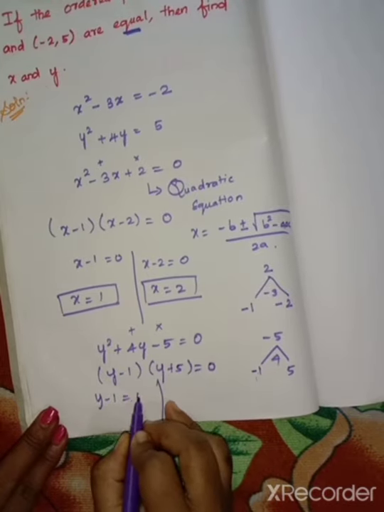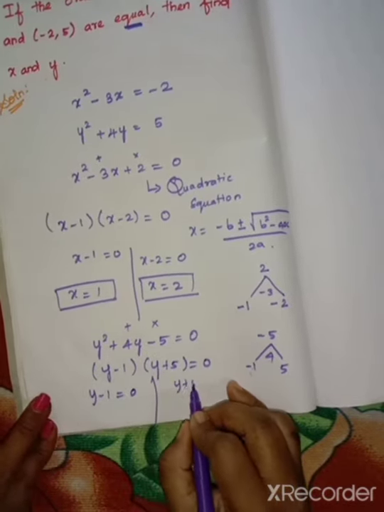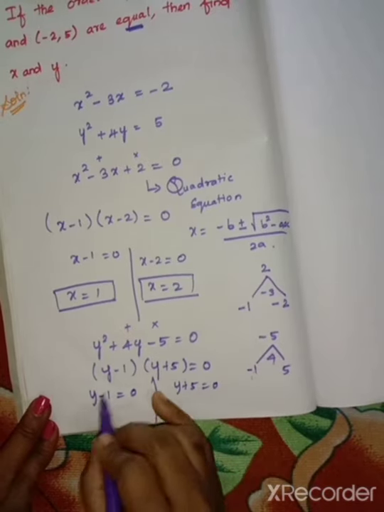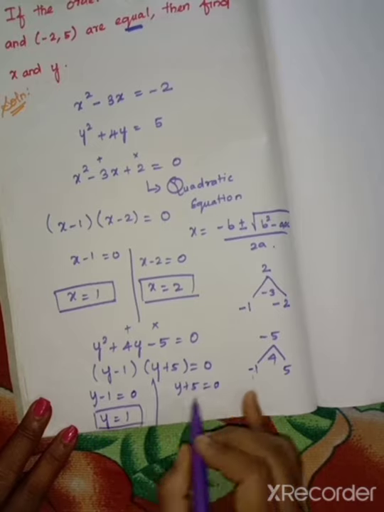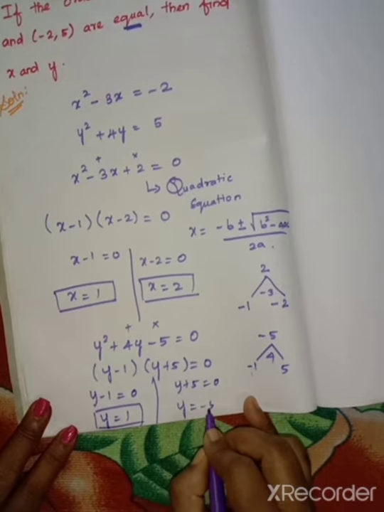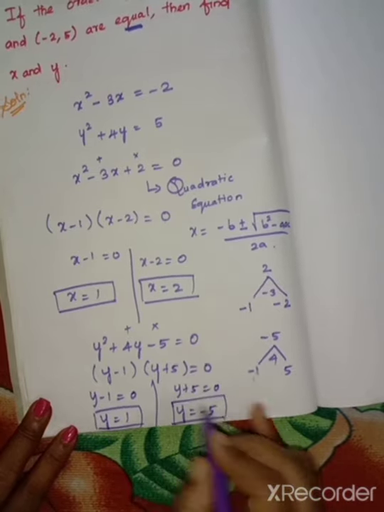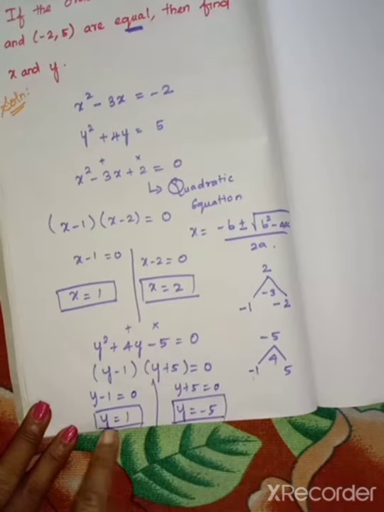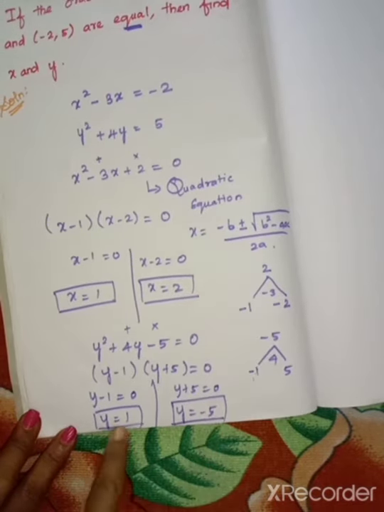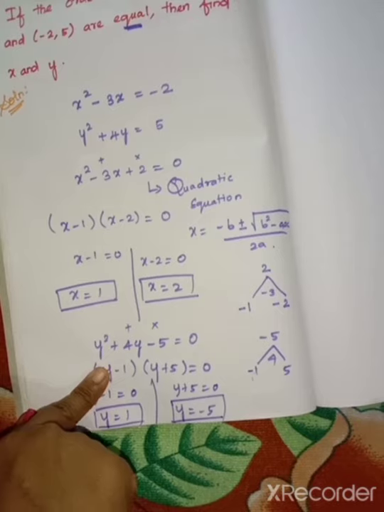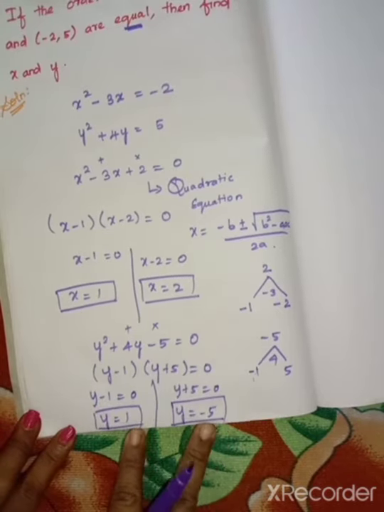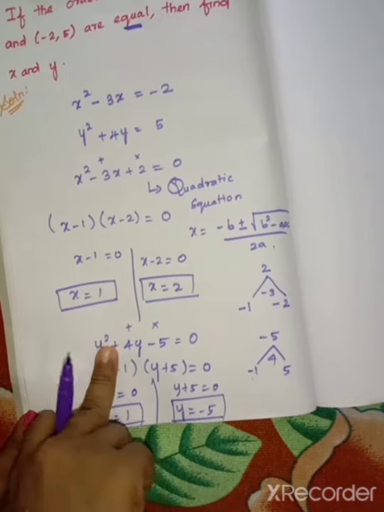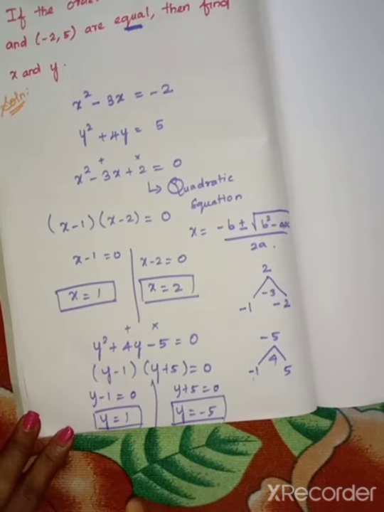y minus 1 equal to 0, y plus 5 equal to 0. Minus 1 goes to that side, it becomes plus 1. Then plus 5 goes to that side, it becomes minus 5. So for the x value we have 2, and for the y value also we have 2, because this is a quadratic equation. The degree of a quadratic equation is 2, so the number of factorization answers is also 2. If it is linear, we get 1 answer. If you have 3, we have 3 terms.